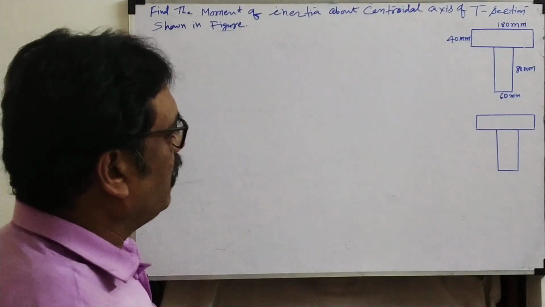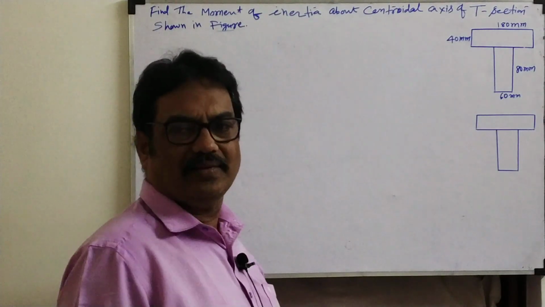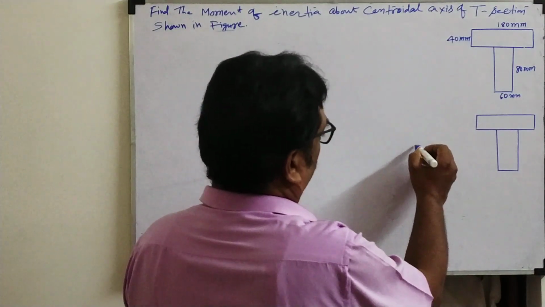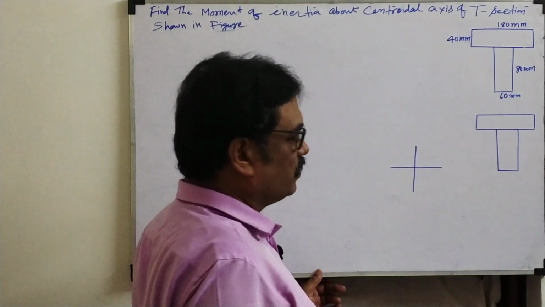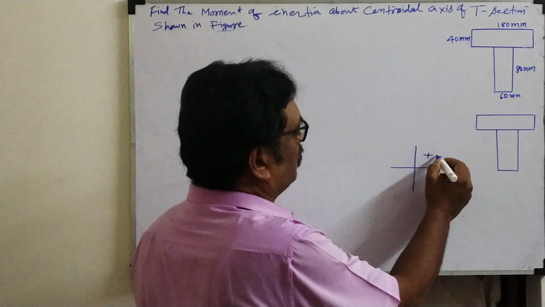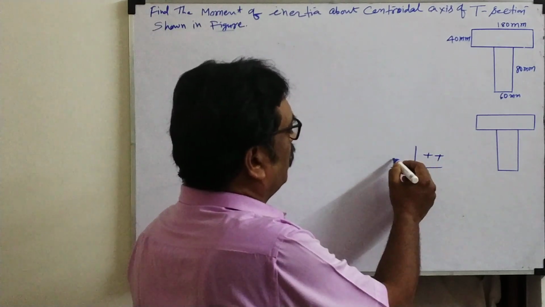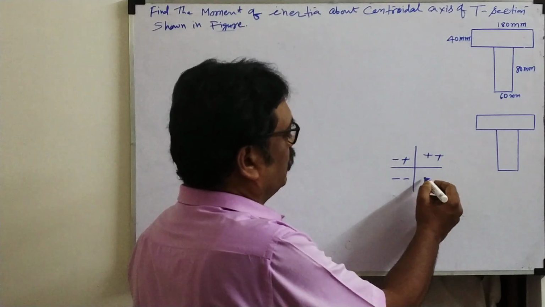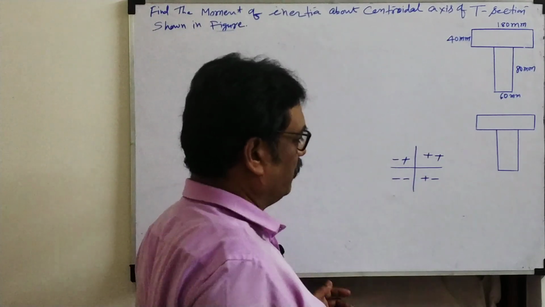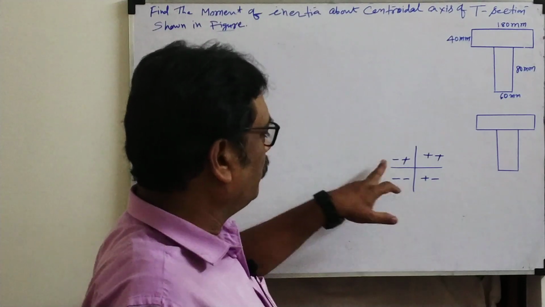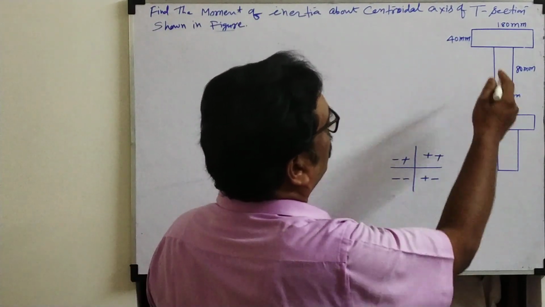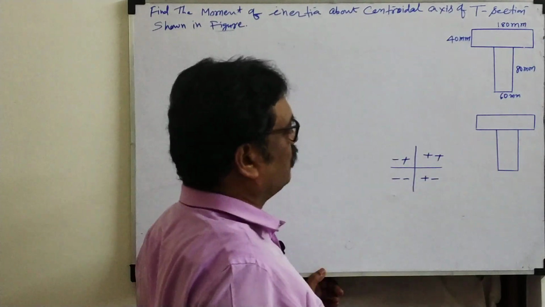First, we'll keep our T section in the first quadrant. Why will we keep it in the first quadrant? I will explain this concept. In the first quadrant, both x and y are plus. In the second quadrant, x is minus and y is plus. In the third quadrant, both are negative. In the fourth quadrant, x is positive and y is negative. If we use another quadrant, plus and minus signs will come in. So we'll keep our given body in the first quadrant.